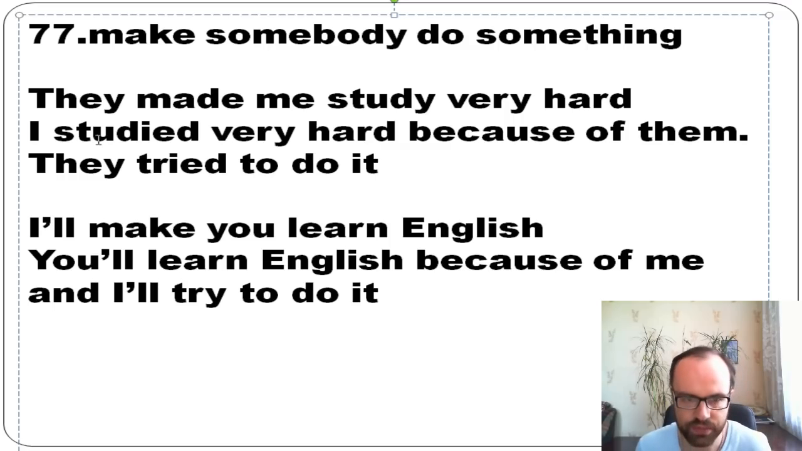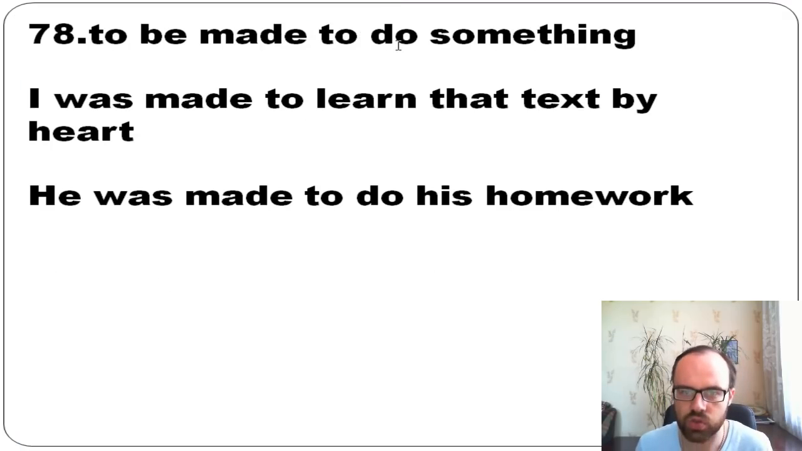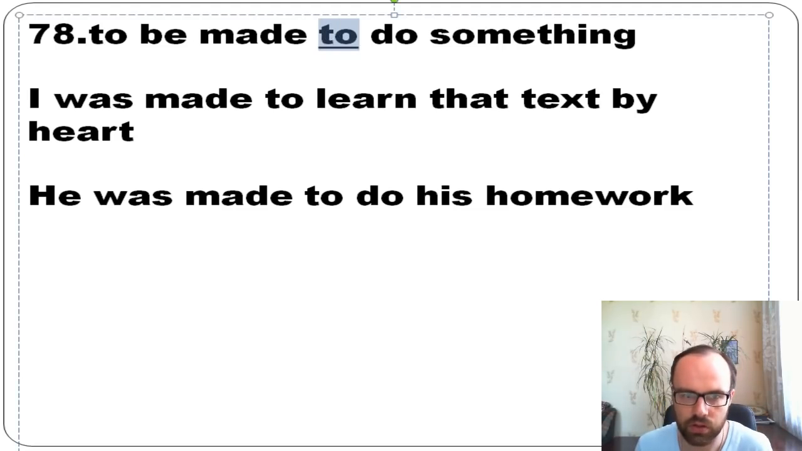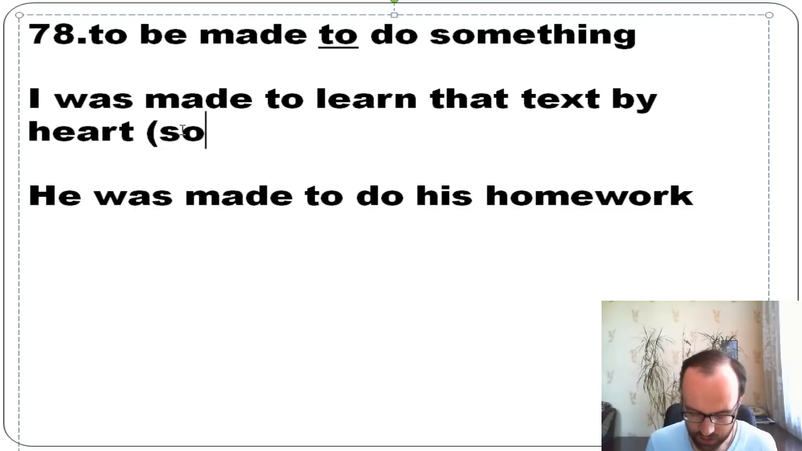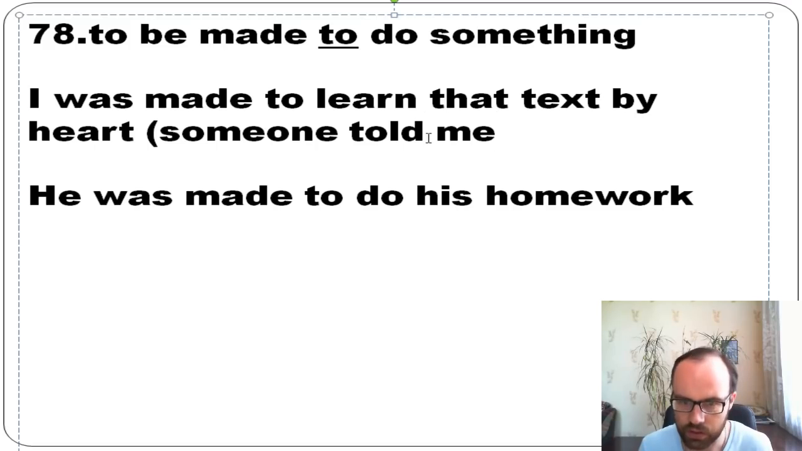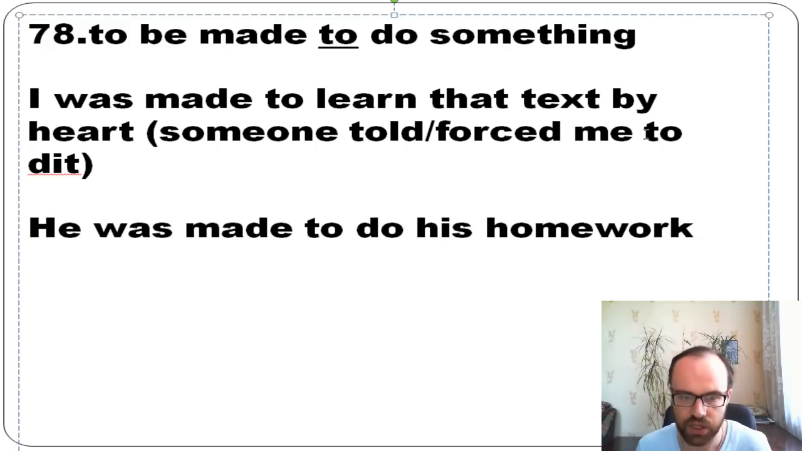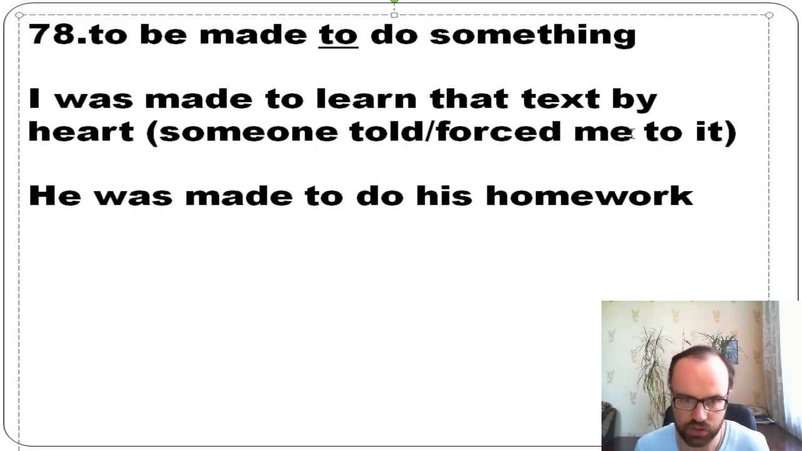Next. The next structure is to be made to do something. In this structure, you have to use to. Look, I was made to learn that text by heart. So someone forced me to do it. Don't forget to use to. He was made to do his homework. So someone told him to do it, someone forced him to do it.